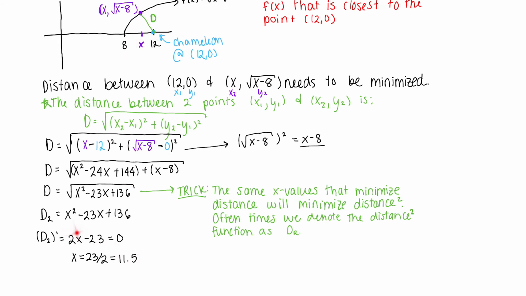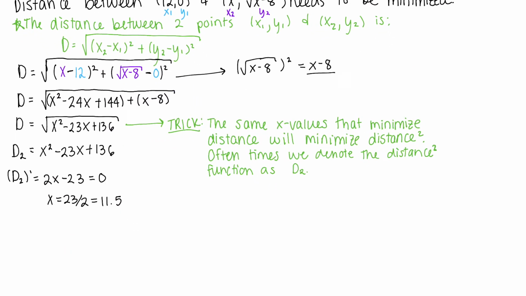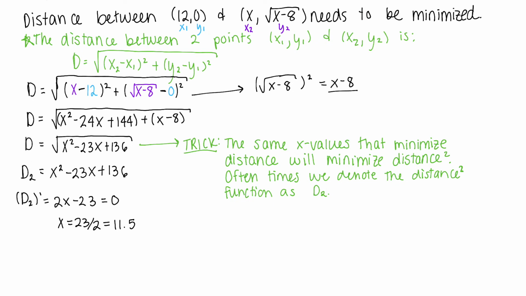But we want to double check that this gives us a minimum because we're trying to minimize the distance between 2 points. So we need to be sure that this gives us a minimum. This is not an optional step right here. If you don't do this step, you will be marked down points on the test. You need to check that you are actually at a minimum and not like a maximum.